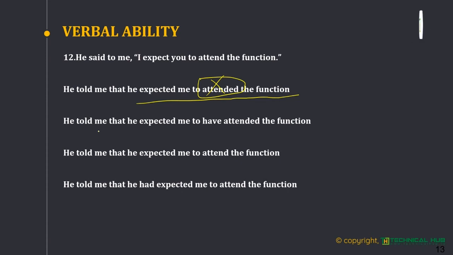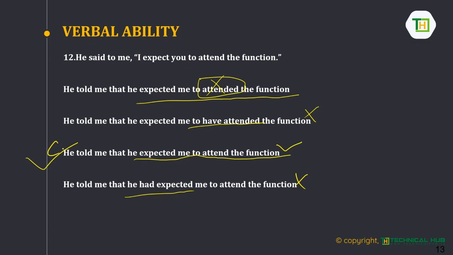So he told me that he expected me to have attended. No, this is also wrong. Have attended is wrong. Next, he told me that he expected me to attend the function. Yeah, right. This is the only right one. And the last one is wrong. He had expected is wrong. So finally, the right option is option C. And the answer is, he told me that he expected me to attend the function. Okay, right.